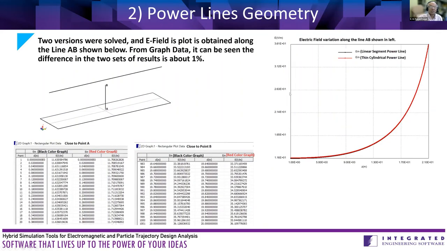Now, for the two problems, the 3D cylindrical conductor and the 1D conductor, I calculated the field from ground point A to B, 1 meter above the ground.